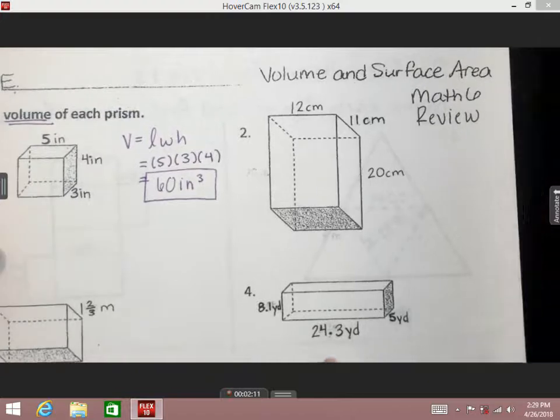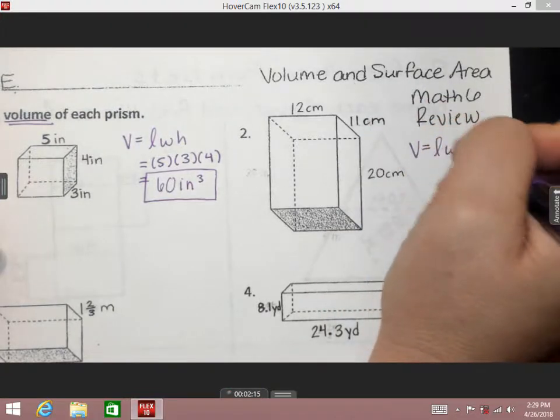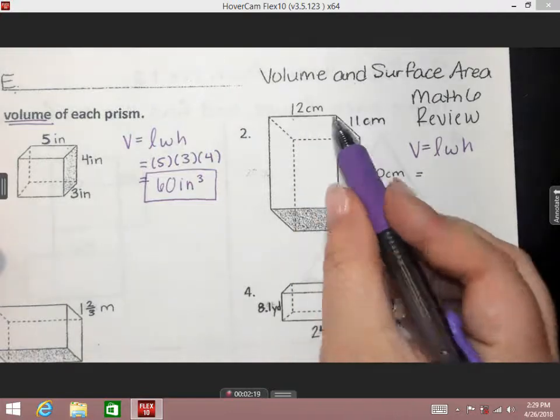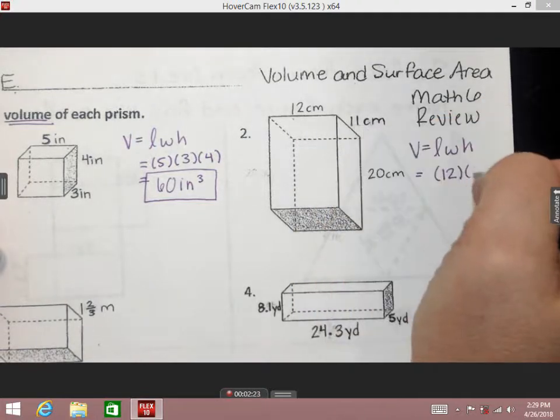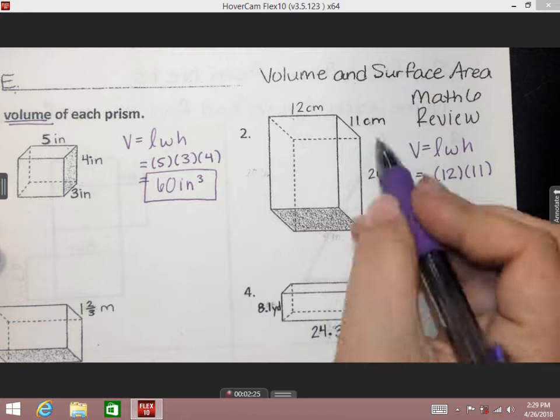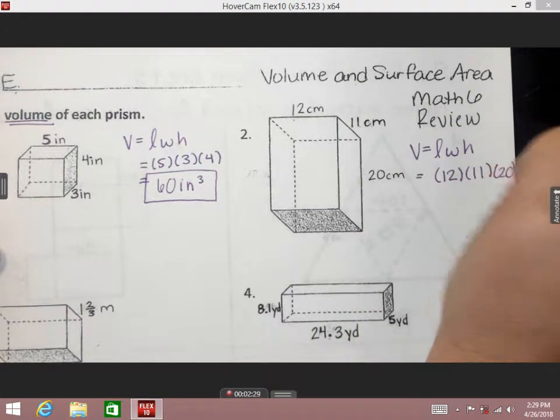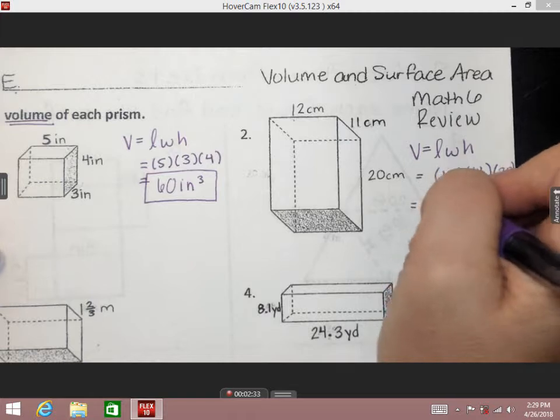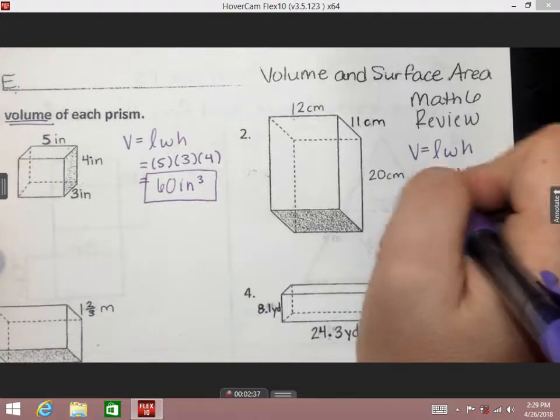All right, for my next problem, again, we're looking at volume, so V equals length times width times height. So this time for my length, I'm going to choose 12. My width, I'm going to choose 11. And for my height, I'm going to choose 20 since it's going from the bottom to the top. Again, the order doesn't actually matter. We will get the same answer when we multiply. We should get 2,640 centimeters to the third.